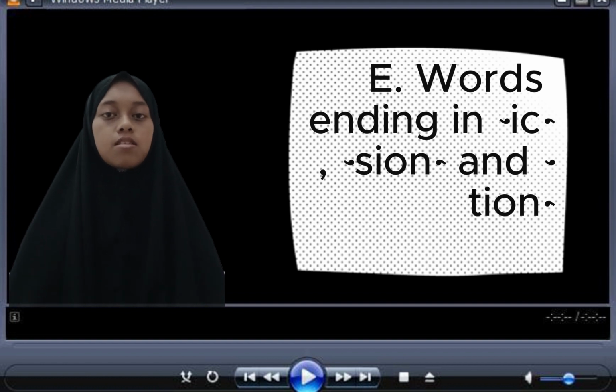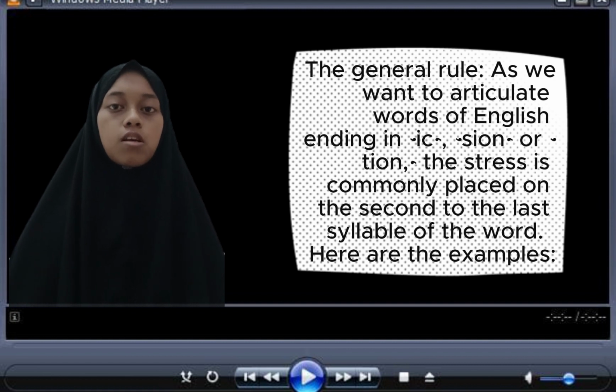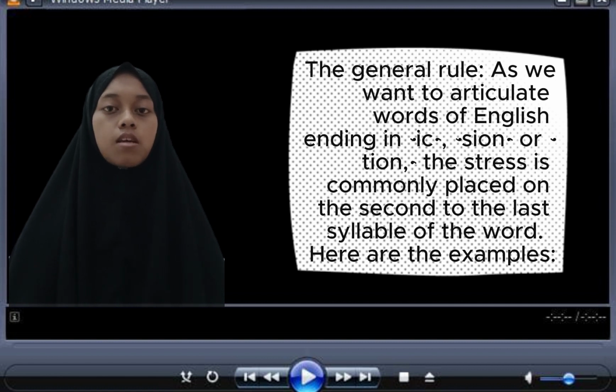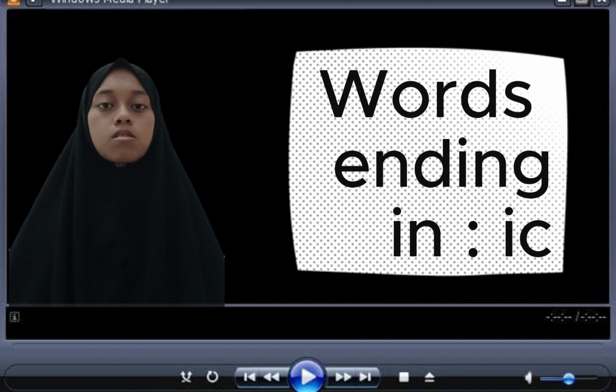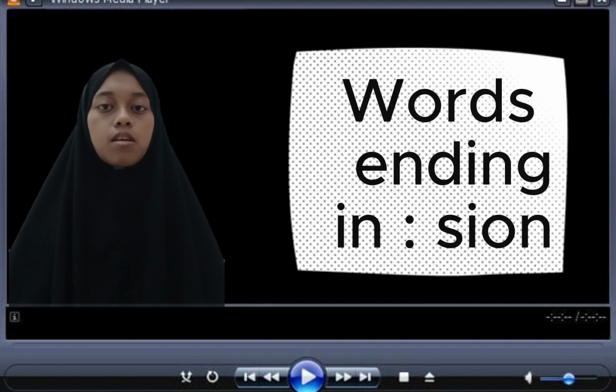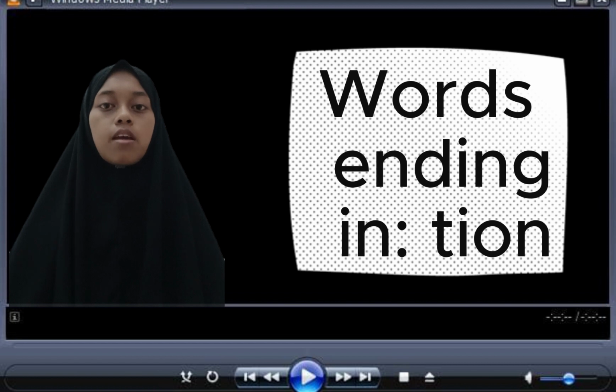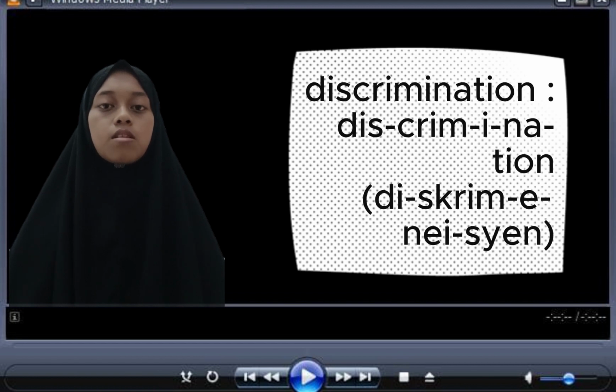Words ending in ic, sion, and tion. The general rule: when we want to articulate English words ending in ic, sion, or tion, the stress is commonly placed on the second to the last syllable of the word. Here are the examples. Words ending in ic, like linguistic, and words ending in sion, comprehension, and words ending in tion, discrimination.